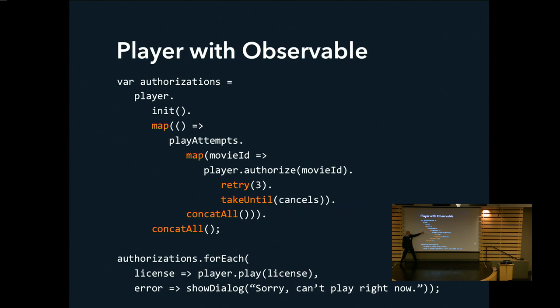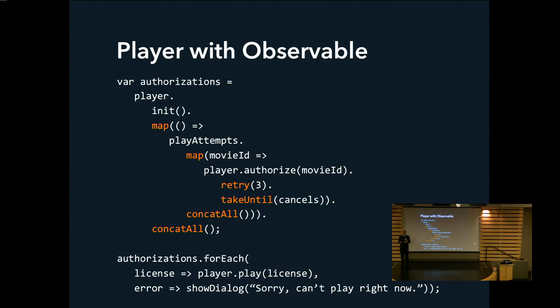For each one of those attempts to play a movie, we're going to call authorize on that movie ID. And that's going to go off and return an observable of a license. So an observable, just like the search result set, an observable that contains only one thing, and it's going to go and then give us a license. But in the meantime, what if they cancel? What if somebody cancels because they hit the back button or whatever else? Well, I just take that license and I complete it so that it's empty.